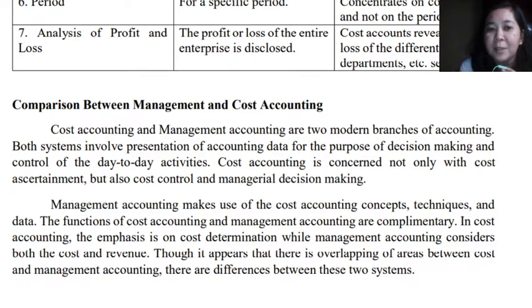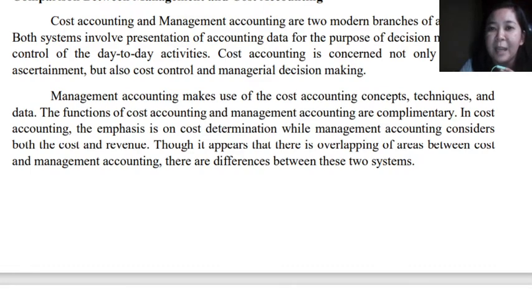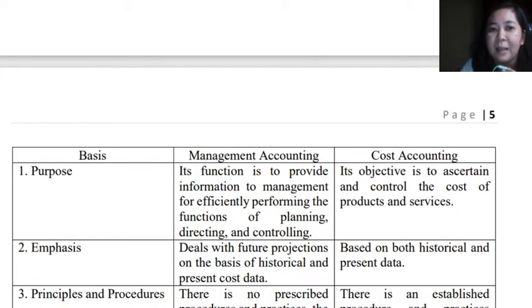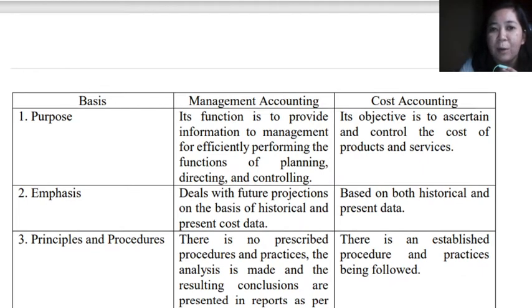So though it appears that there is overlapping of areas between cost and management accounting, basically there are differences between them. But of course, again, as mentioned, they are interrelated. So we have here the table for the comparison and basis between management and cost accounting.